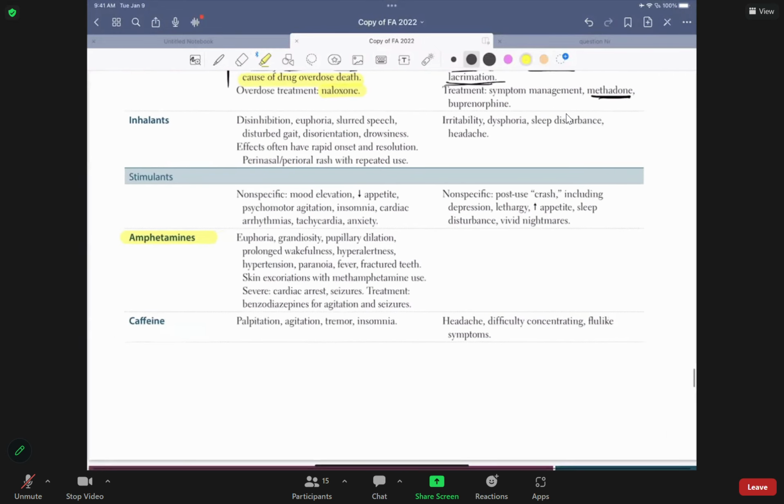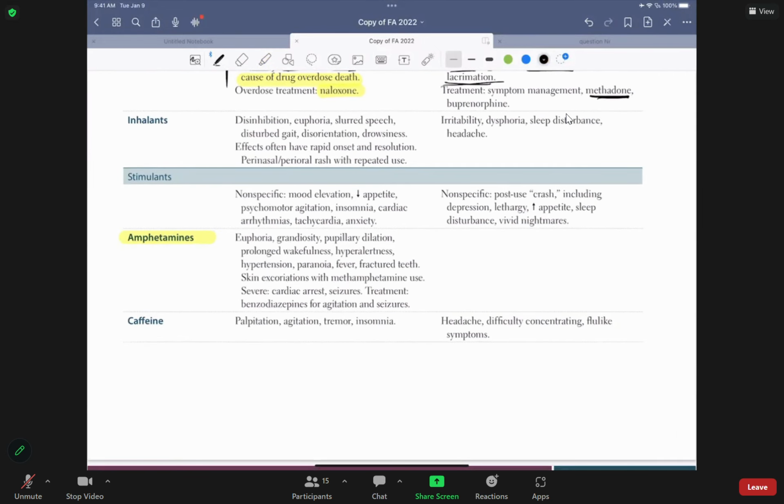Now, this medication, this substance gives you euphoria, grandiosity, pupillary dilation, prolonged wakefulness, hyperalertness. That's your Adderall, isn't it, folks? It does all these things, right? Alertness, hypertension. When you look at all these symptoms, doesn't it look like sympathetic symptoms?